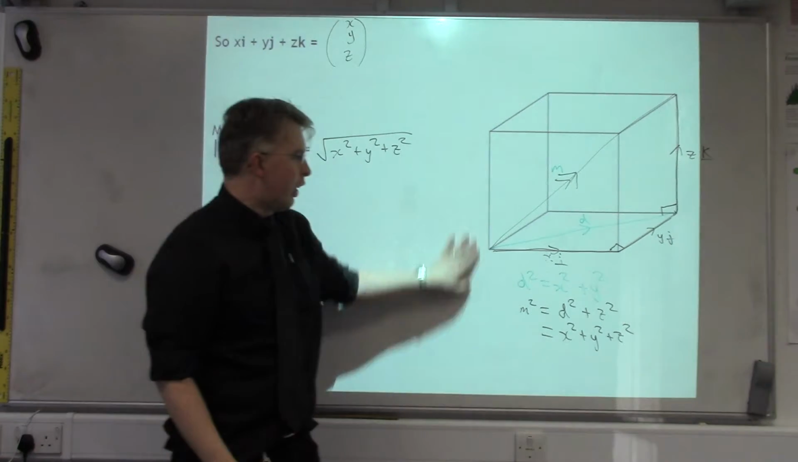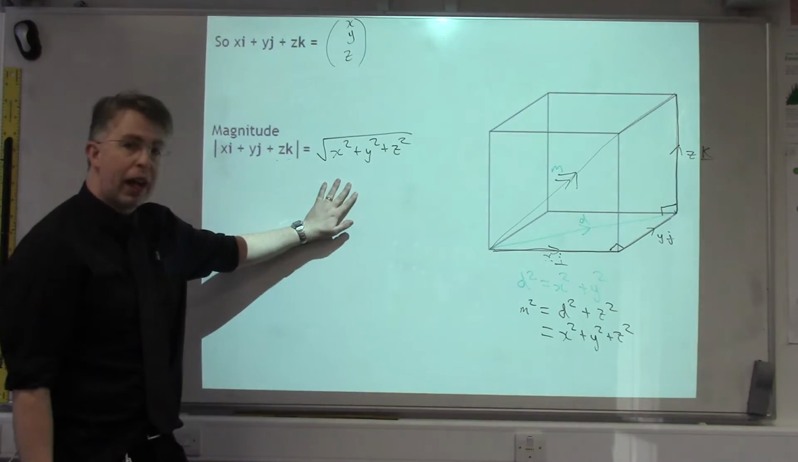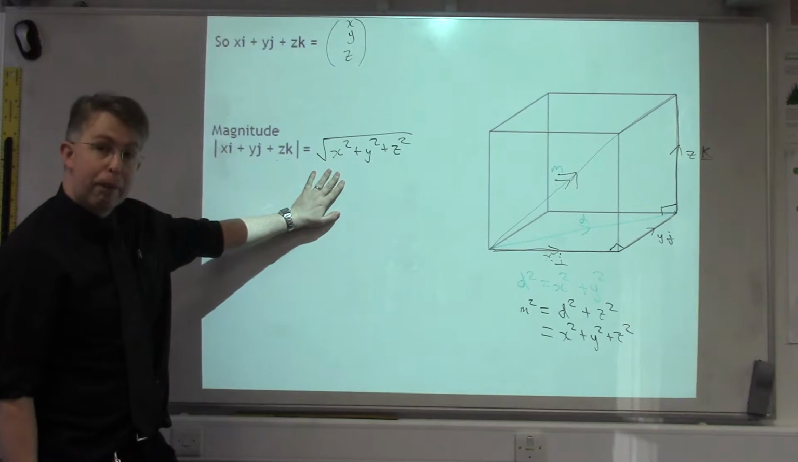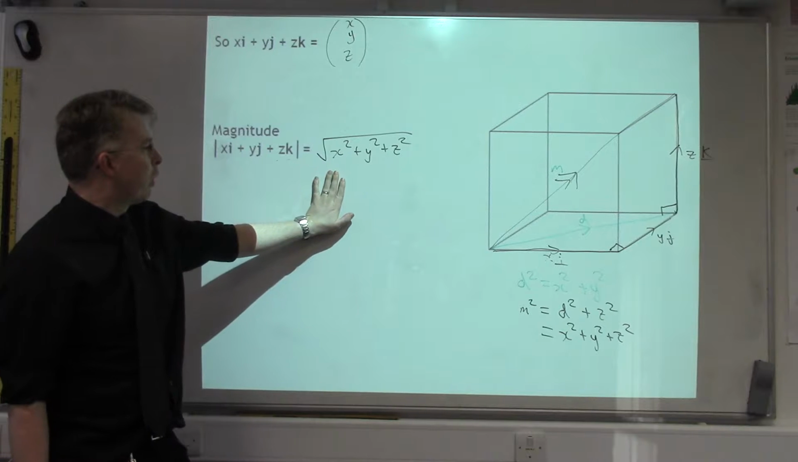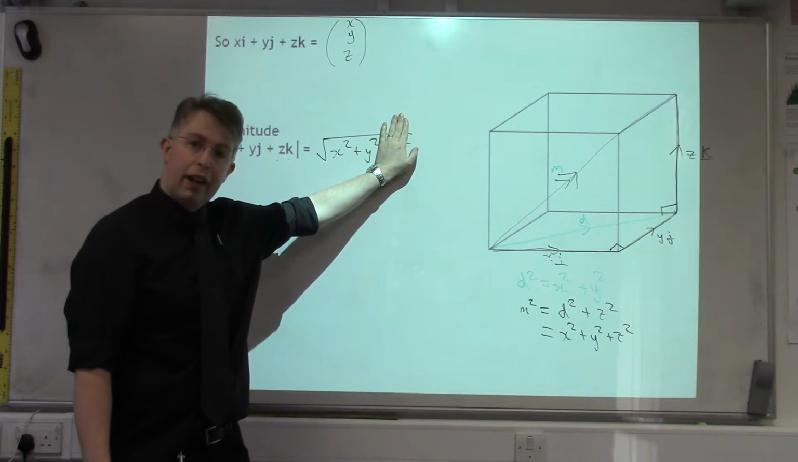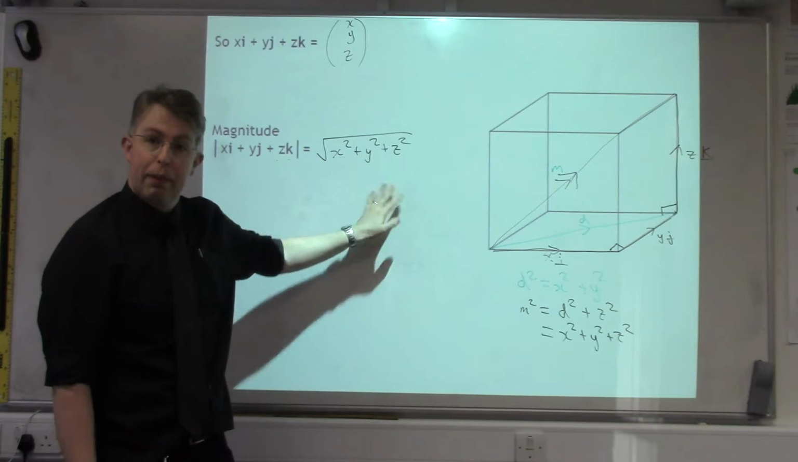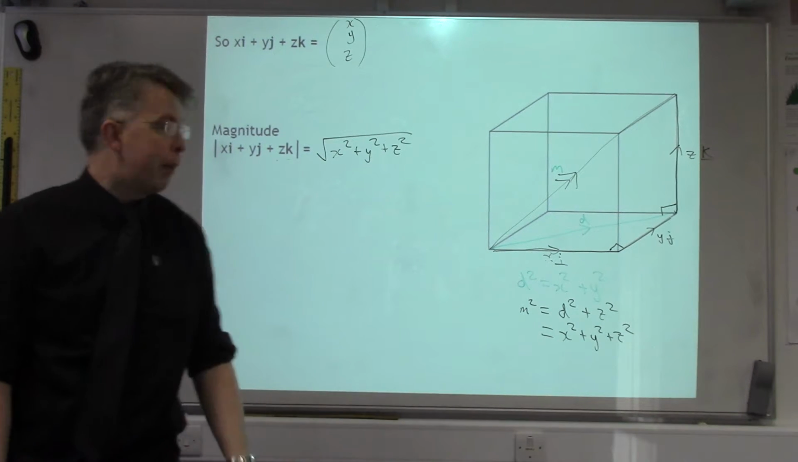Now you don't need to know the reasoning behind this formula that I've just done there, but you do need to remember that. And as I say, it's not difficult to remember, because when we've done the magnitude of 2D vectors, we've just done the 2-dimensional Pythagoras. 3D just goes on in a predictable fashion.